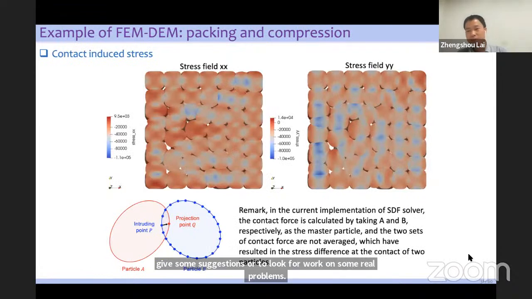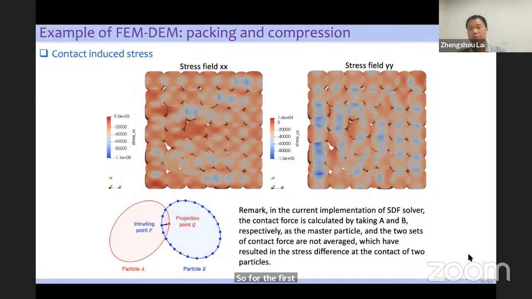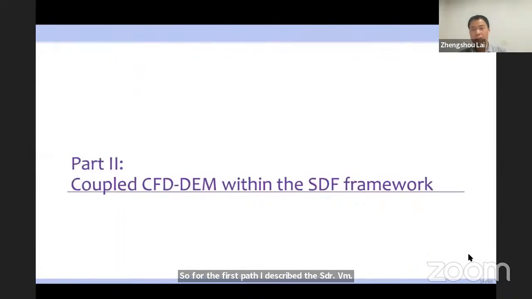So for the first part, I described the SDF-DEM, which is applicable to any type of irregular shape particles. And here, in the second part, I will show how the SDF-DEM can be coupled with CFD to model the fluid and granular flow of irregular particles.